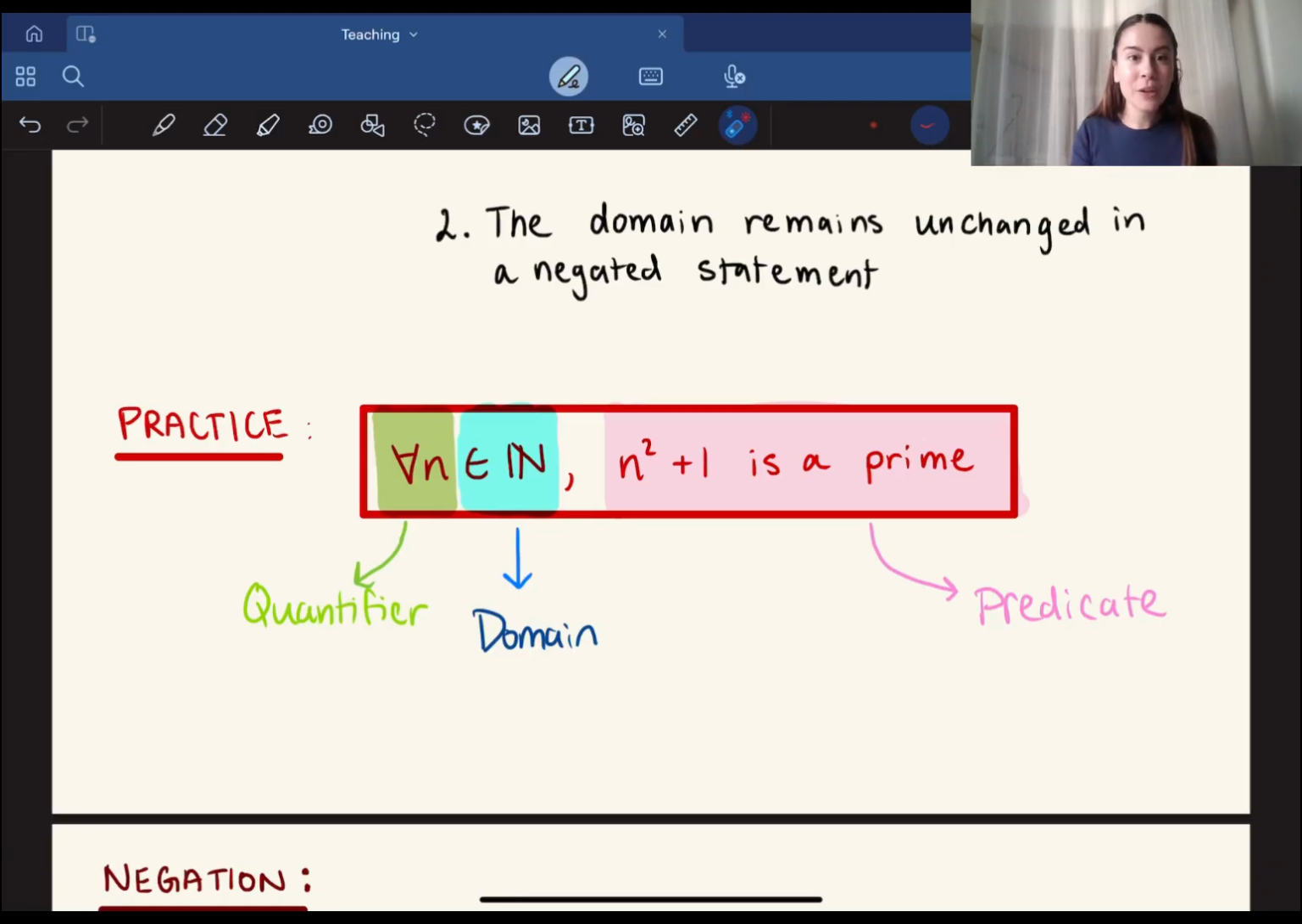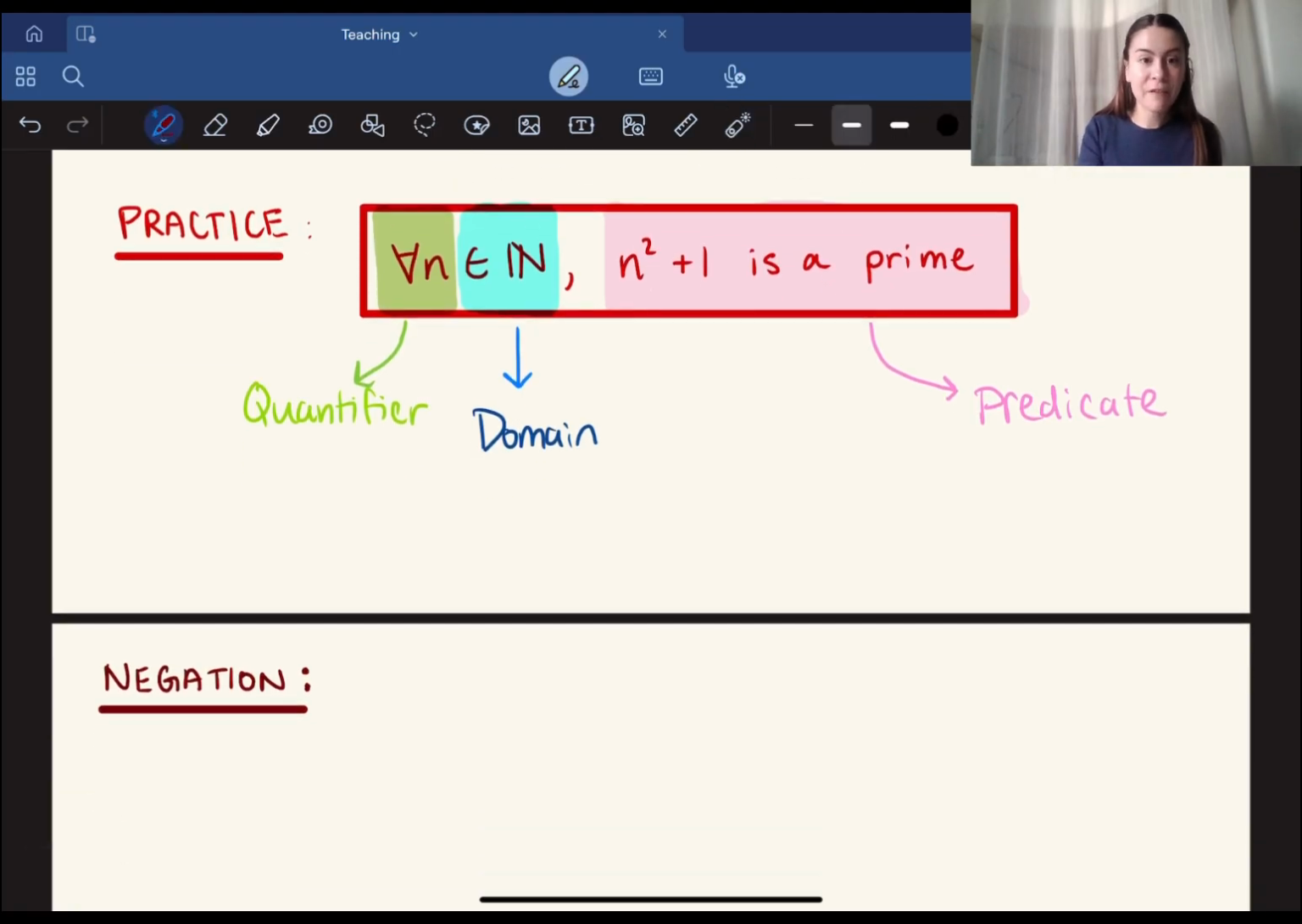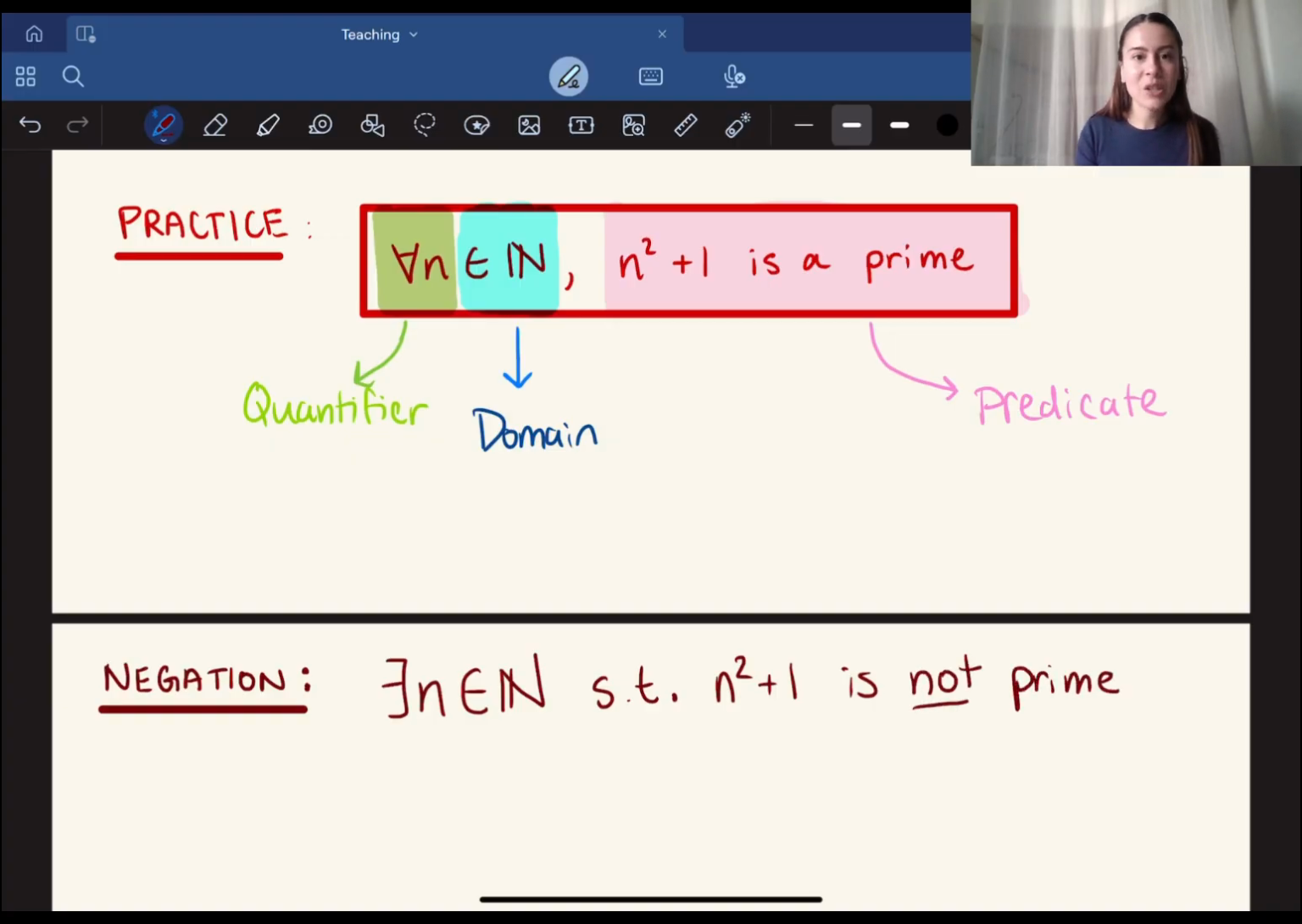So the way that we can prove it is we can start by negating the statement and seeing if, instead of proving that the statement is false, we can prove that the negation is true. So from left to right, the universal quantifier turns into the existential. So we have there exists a natural number n such that, and now we want to negate the predicate. Well, the negation of n squared plus 1 is a prime is n squared plus 1 is not a prime.